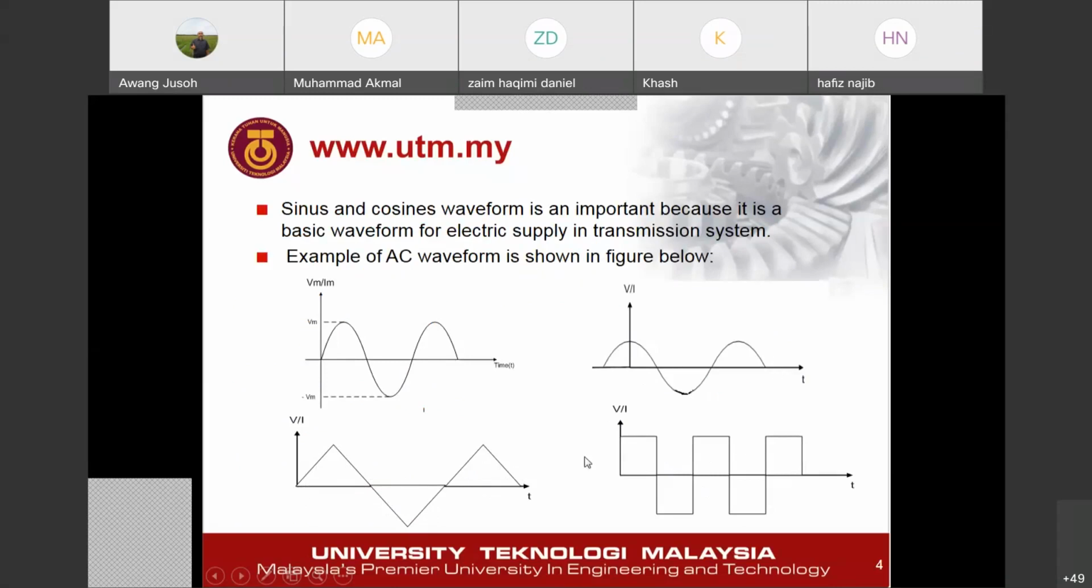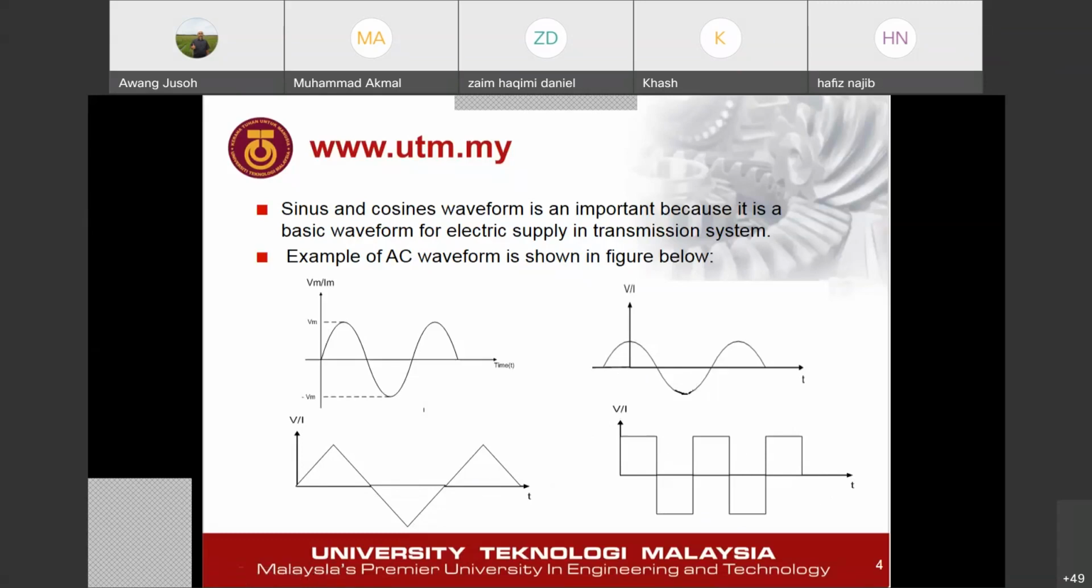You see the waveform changes with time. When time changes from 0, the voltage or the current will change. That is what we mean by an AC waveform. It can be in the form of a sinusoidal, a triangular or a square wave, and so on.